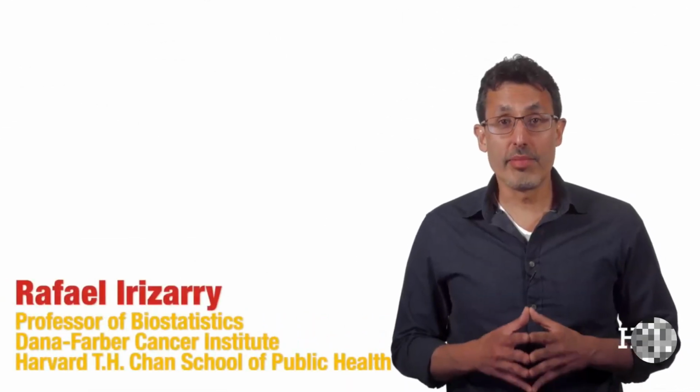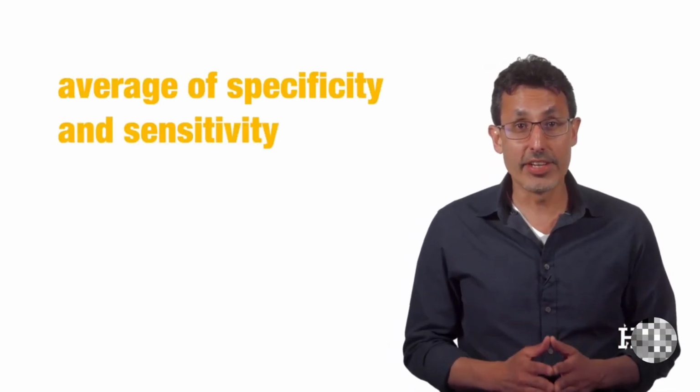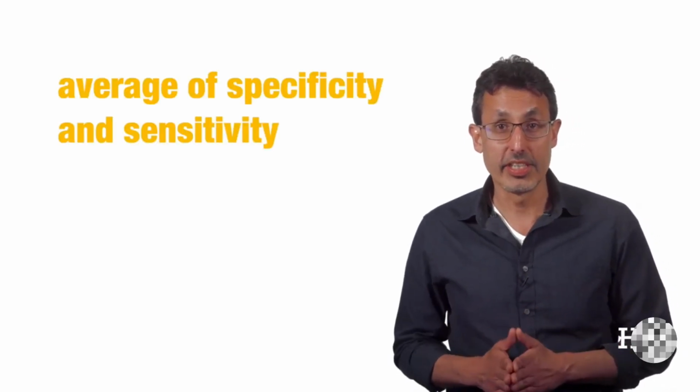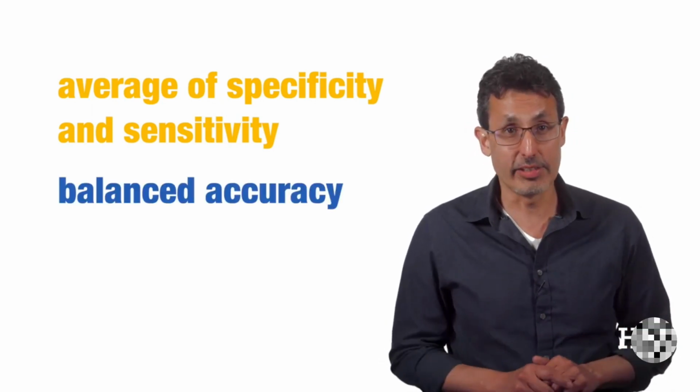Although we usually recommend studying both specificity and sensitivity separately, very often it is useful to have a one-number summary, for example, for optimizing purposes. One metric that is preferred over overall accuracy is the average of specificity and sensitivity, referred to as balanced accuracy.